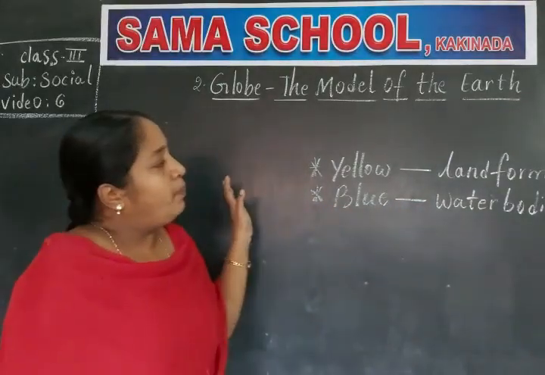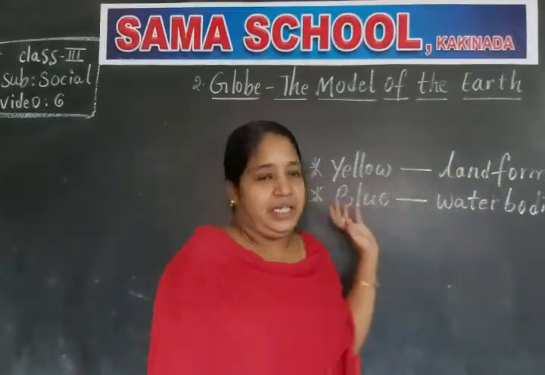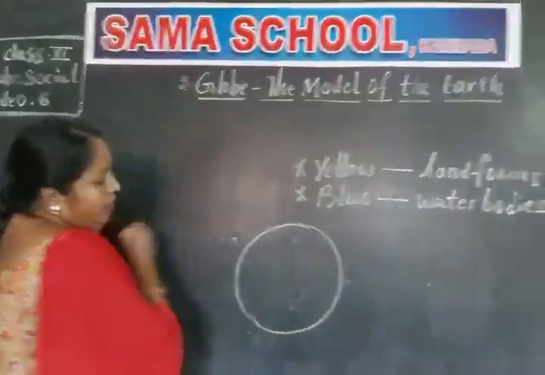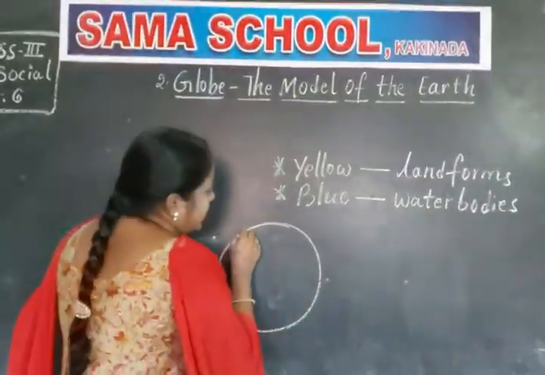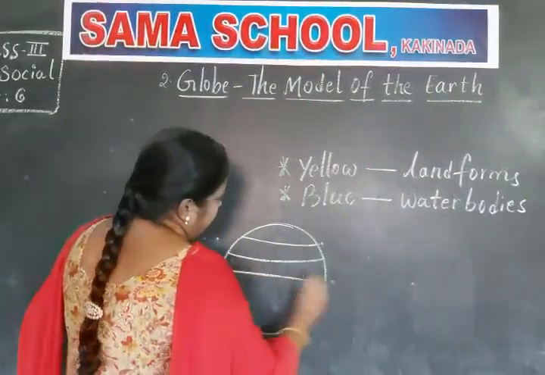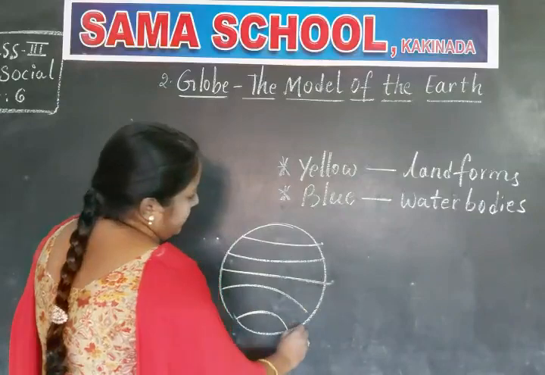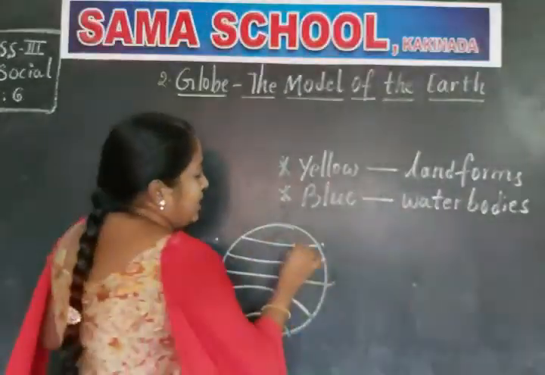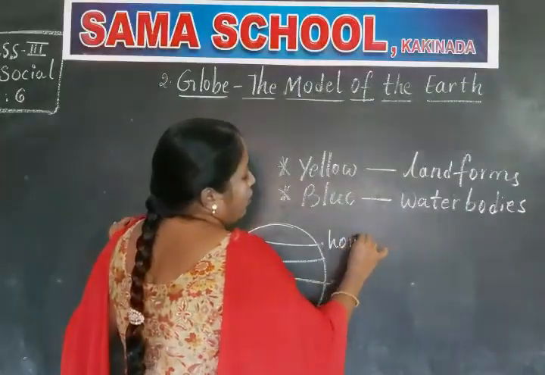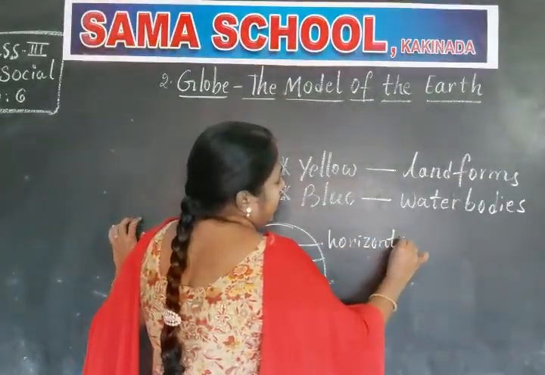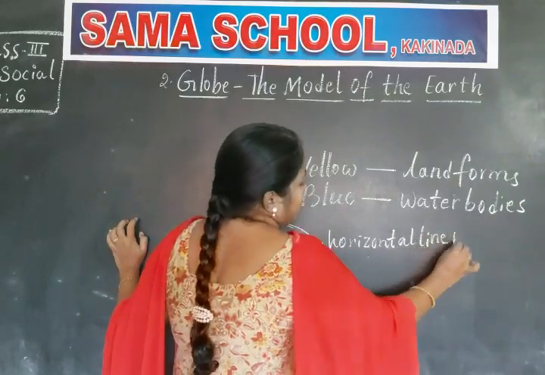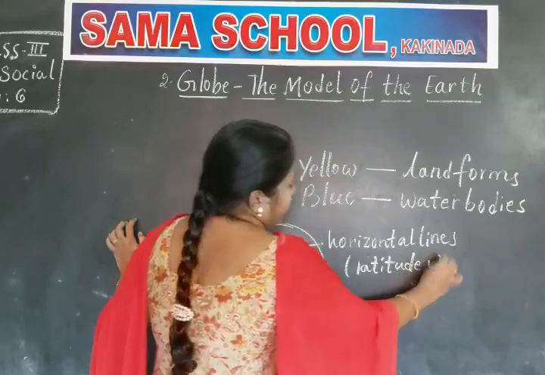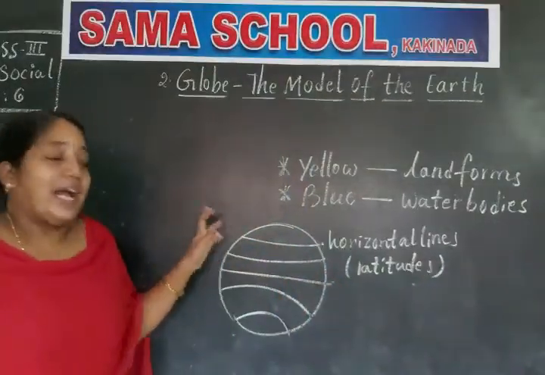Okay, on the globe you find some lines. For example, see, on the globe you find some horizontal lines. Clear, children? What are these horizontal lines called, children? Yes, latitudes. These horizontal lines are called latitudes.